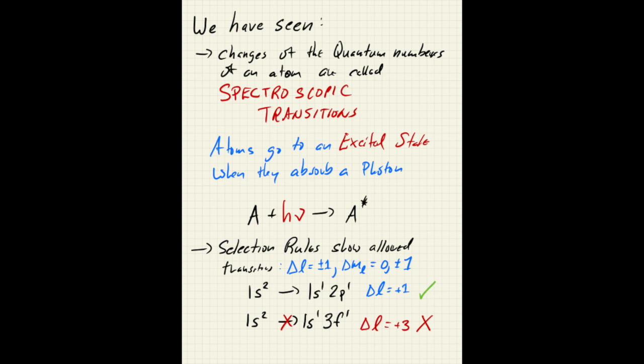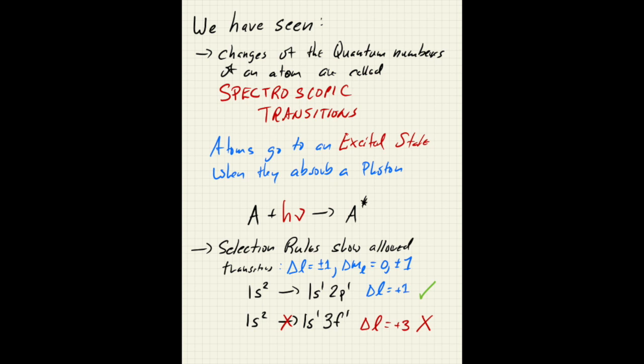Okay, so what we have seen so far is that changes in the quantum numbers of an atom are called spectroscopic transitions. This is where an atom goes to an excited state when it absorbs a photon. Remember, a photon is this fundamental pseudo-particle of light. So we can draw this as atom A plus h nu going to an excited state atom A, that's A with the little Tinkerbell sign. So this is the basis of all spectroscopy, looking at what happens when atoms absorb and emit photons.